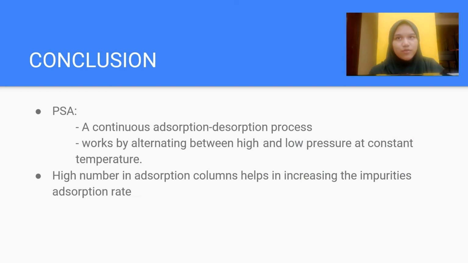To conclude, the PSA process is a continuous adsorption regeneration process which is controlled by alternating between high and low pressure at constant temperature. By having more adsorption columns, it helps in increasing the impurities adsorption rate and allows 99.9% hydrogen purity in the top product as desired by the consumer.